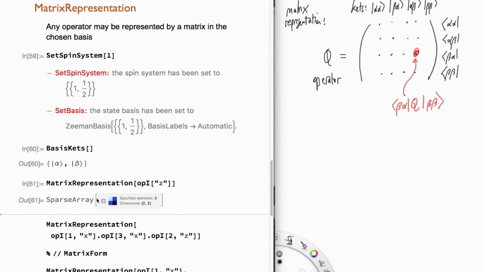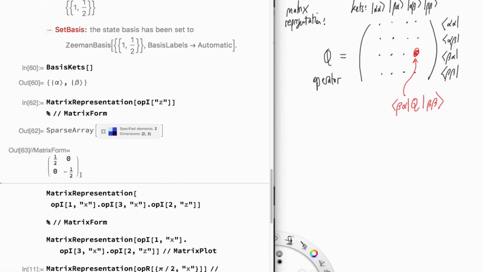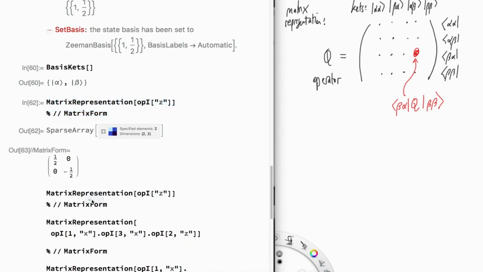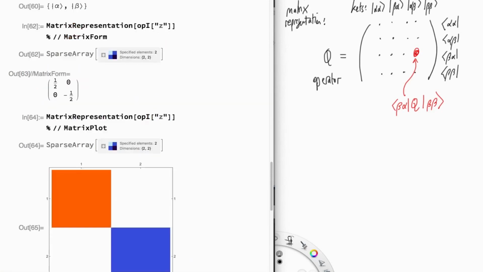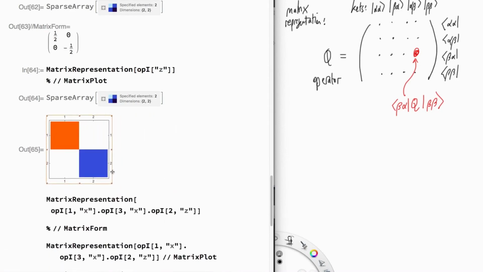SpinDynamica uses what's called sparse array representations of matrices, which is a particular way of storing a matrix which uses minimum amounts of memory. So to actually look and see what the matrix representation looks like, we have to apply another function to that, which is called matrix form, to actually examine the matrix representation in a visible way. In fact, there are different ways in Mathematica of representing matrices. So a convenient one may be matrix plot instead of matrix form, which gives a sort of graphical representation of the matrix. And that can be very useful for looking at large matrices.